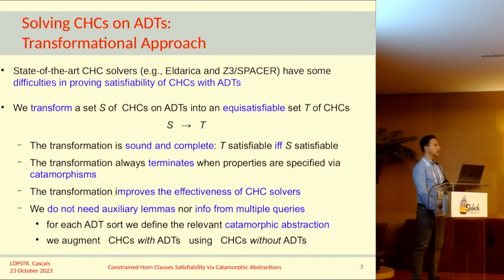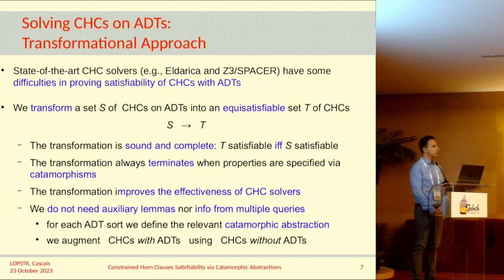The experimental results show that the transformation improves the effectiveness of the CHC solvers that were not designed for dealing with ADTs. And in this paper, we improve over the work we presented in previous papers, as we do not need auxiliary lemmas for specifying properties of auxiliary functions used by the programs that we are going to verify. Instead, for each ADT sort, say in the example list of integers, we define the set of relevant catamorphisms. We call it the catamorphic abstraction.